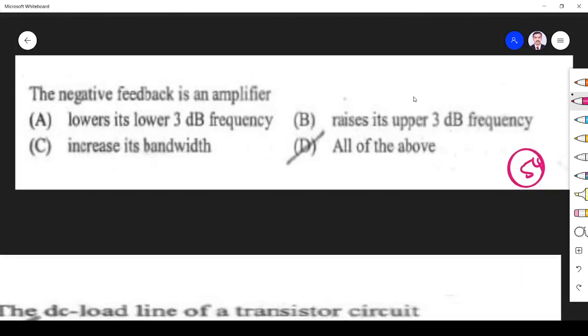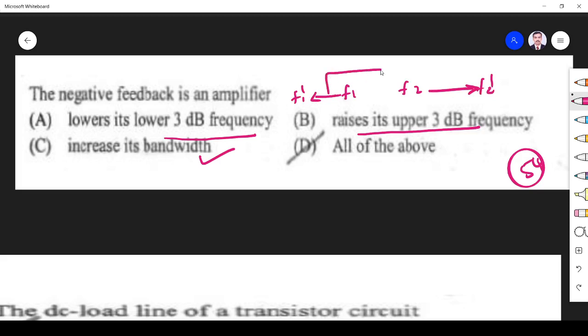Negative feedback in an amplifier, what will happen? It will increase the bandwidth. How? It will lower its lower dB frequency and increase its upper dB frequency. So let us assume this is lower, this is upper. What will your negative feedback do? It shifts this F1 to this side and this F2 to this side, so this becomes F1 dash and this becomes F2 dash. So bandwidth will increase. Negative feedback increases the bandwidth by using these two techniques.